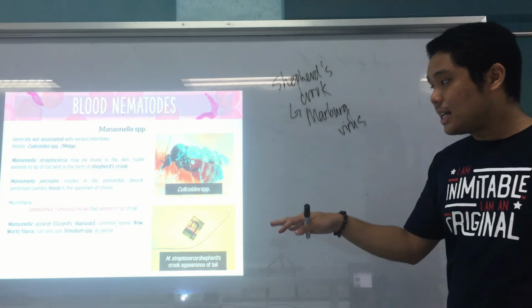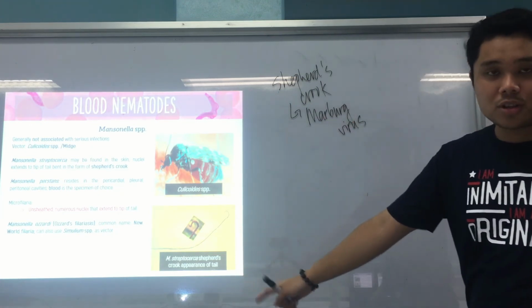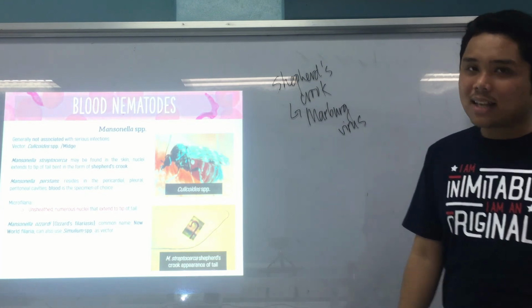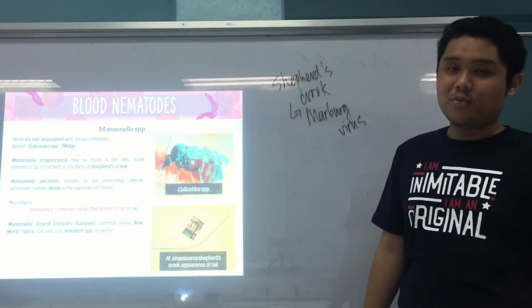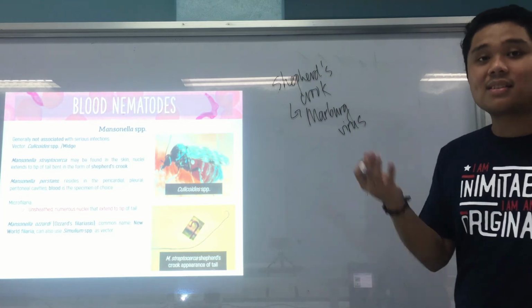For Mansonella ozzardi, the common name is New World Filaria. The difference now is that it can also use Simulium spp. Where is Simulium spp? That's for Onchocerca volvulus, right? So it can also use that vector. Use Simulium spp as a vector.